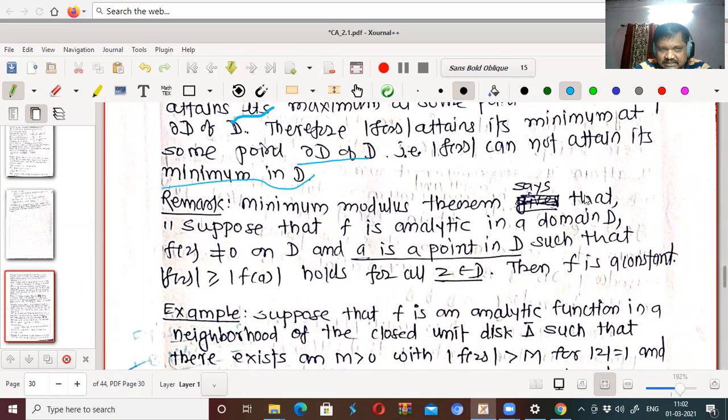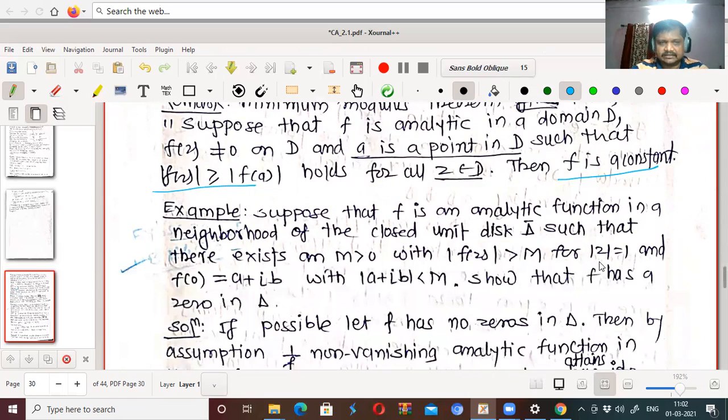The minimum modulus theorem says that if f is analytic in a domain D and non-zero, and a is any point inside D such that mod of f(z) is greater than or equal to mod of f(a), that is, that point is a point of minima, then your function should be constant. Otherwise it cannot happen. So if your modulus is maximum inside, then it should be constant. If your minimum is also inside, then it should be constant. So whether it is the maximum value of the modulus or the minimum value of the modulus, it is on the boundary.